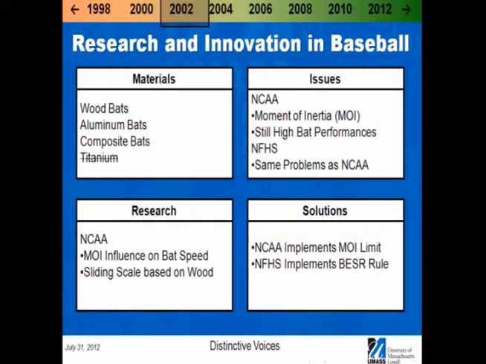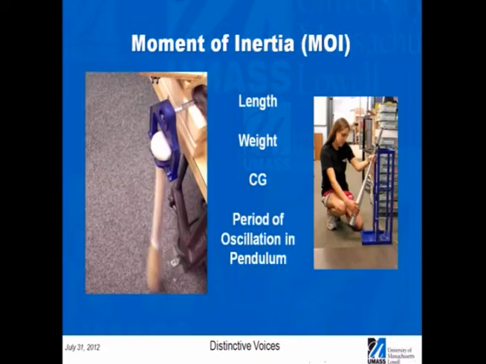The NFHS, which is in charge of high school baseball, had the same problems as the NCAA. So we were looking more at MOI and looking into research on a sliding scale related to the performance of wood bats. And the solution to that was implementing an MOI limit. So a lower limit: bats couldn't have a swing weight below a value. The NFHS basically piggybacked on the NCAA rules.